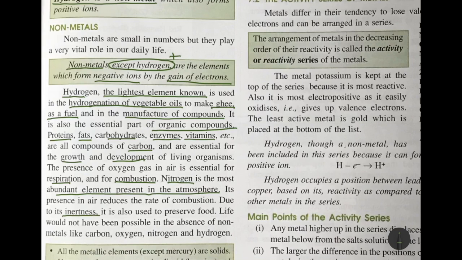So due to its inertness, it does not easily combine with other substances. It is inert, so it is used to preserve food, okay? You must have seen inside a chips packet, it is bloated up. So when you open, some gas escapes. So what is put inside? Nitrogen gas, so that your chips remain fresh for a long time, okay? And of course life would not have been possible if there were no non-metals like carbon, oxygen, nitrogen and hydrogen. So these are important non-metals, okay?